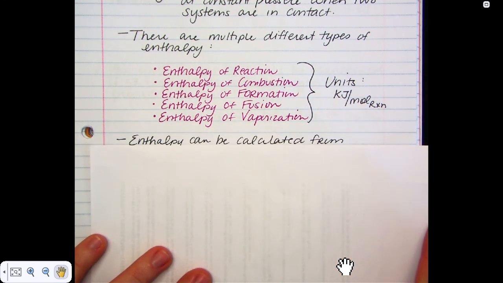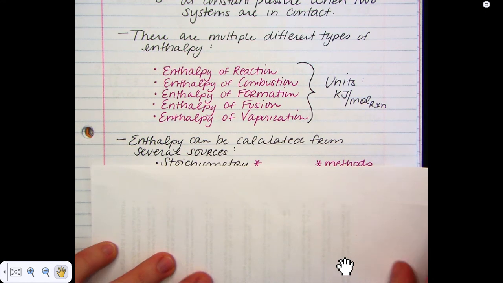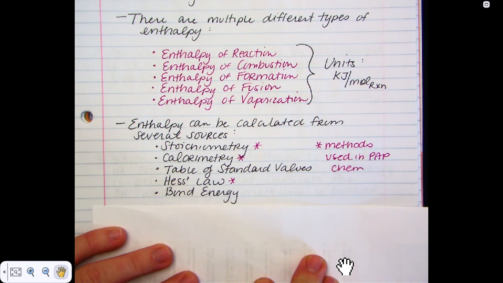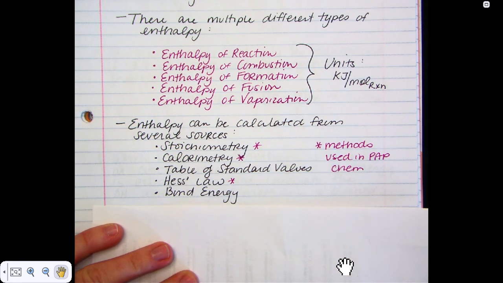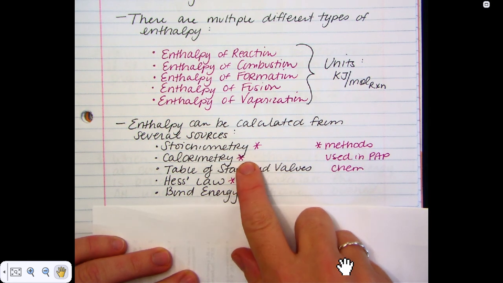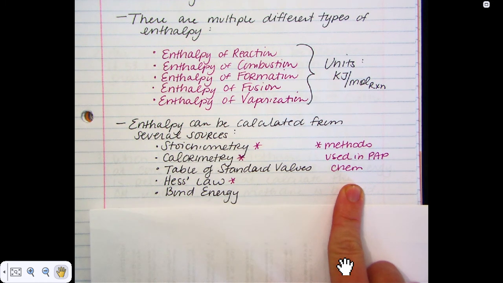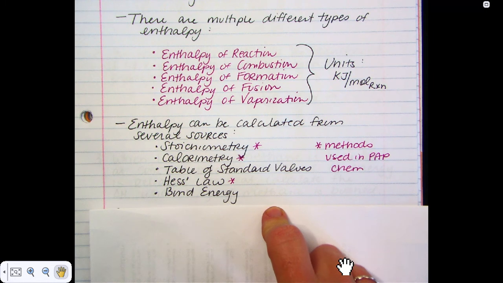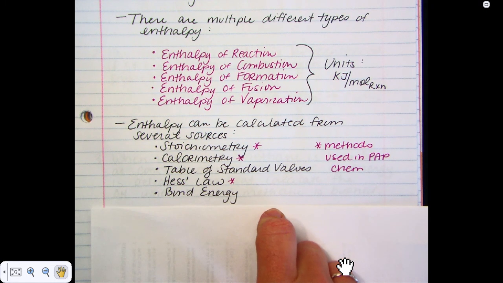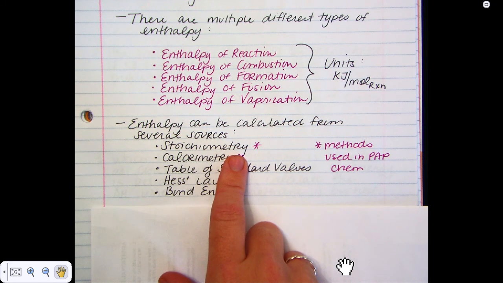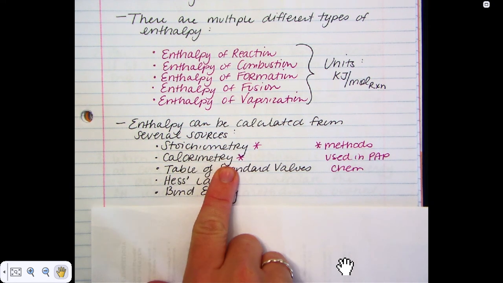We can calculate enthalpy from several sources: stoichiometry, calorimetry, from tables of standard values, Hess's law, and from bond energy. But it is only stoichiometry, calorimetry, and Hess's law that we cover in pre-AP Chem. The table of standard values and the bond energy piece is something that is saved for AP chemistry. So today we're going to focus on the stoichiometry version of enthalpy, and we'll get the calorimetry version in our next video.